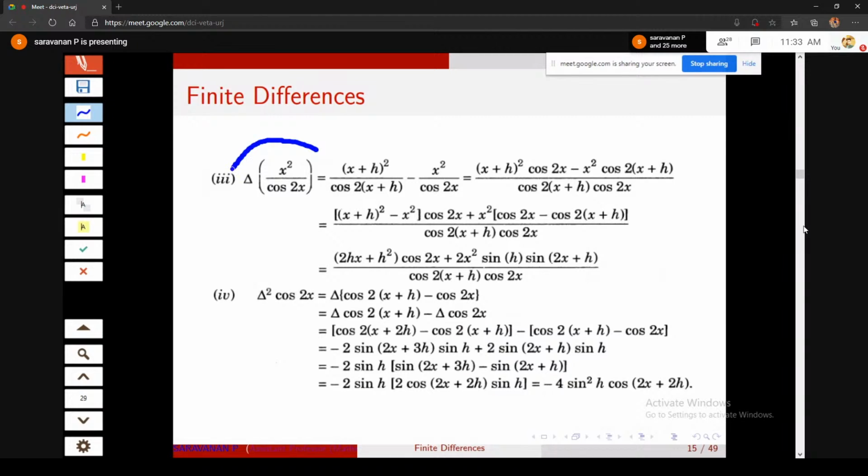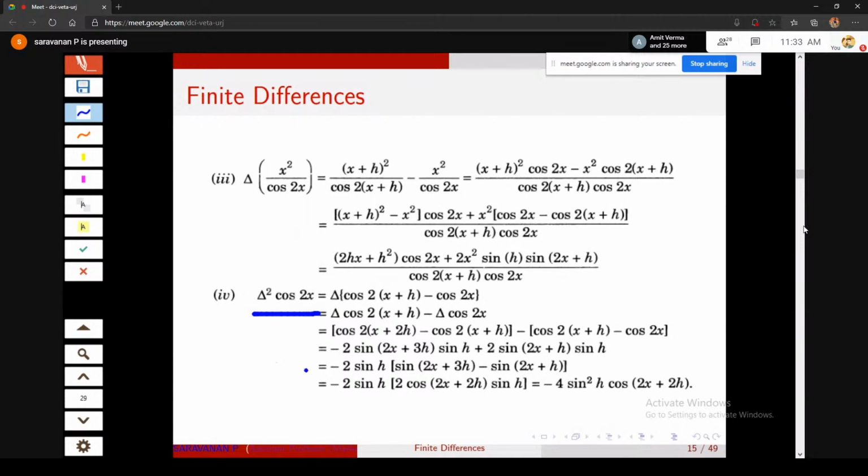Then we have to compute delta of this one. So what is the formula? f of x plus h minus f of x. What is f of x plus h? x plus h whole square by cos 2 times x plus h, minus f of x, which is the same thing. Then take LCM and simplify, you will get the answer. I will leave this portion. It's all about simplification. Just take LCM and then simplify, you will get the answer.